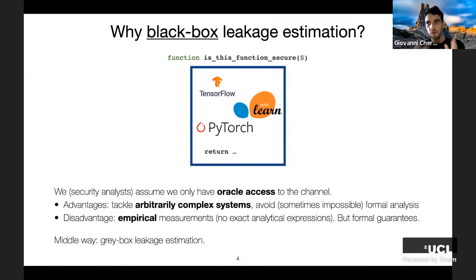Well, the reason is that often it is very hard to perform an analysis, a formal analysis of all the internals of the system. And this is particularly harder in the example of computer programs if your program has, for example, several external dependencies. Now, the big advantage of doing black box leakage estimation is exactly the fact that we can tackle arbitrarily complex systems, potentially. Of course, a disadvantage is that we'll be bound to empirical measurements of the leakage, and we will never get exact mathematical expressions. And that's why in this talk, we'll be interested in doing all these empirical measurements and to back them up with some formal guarantees.